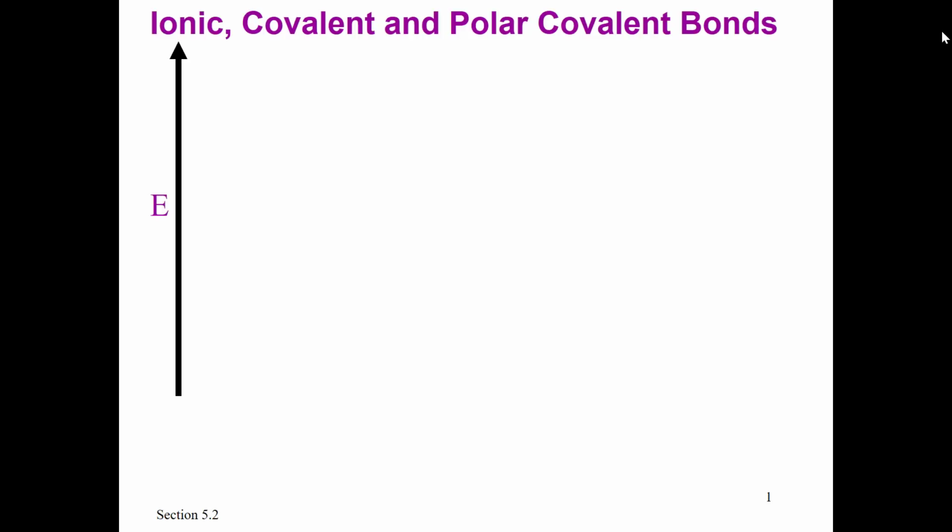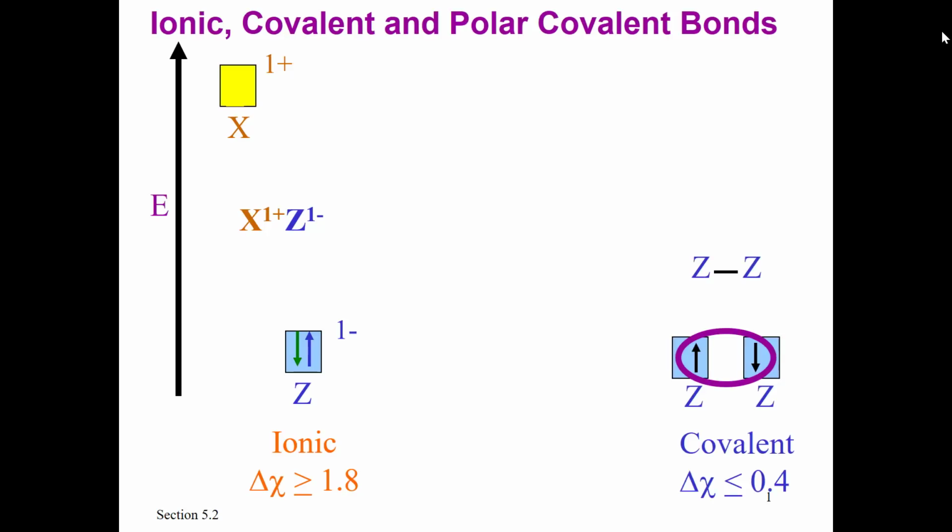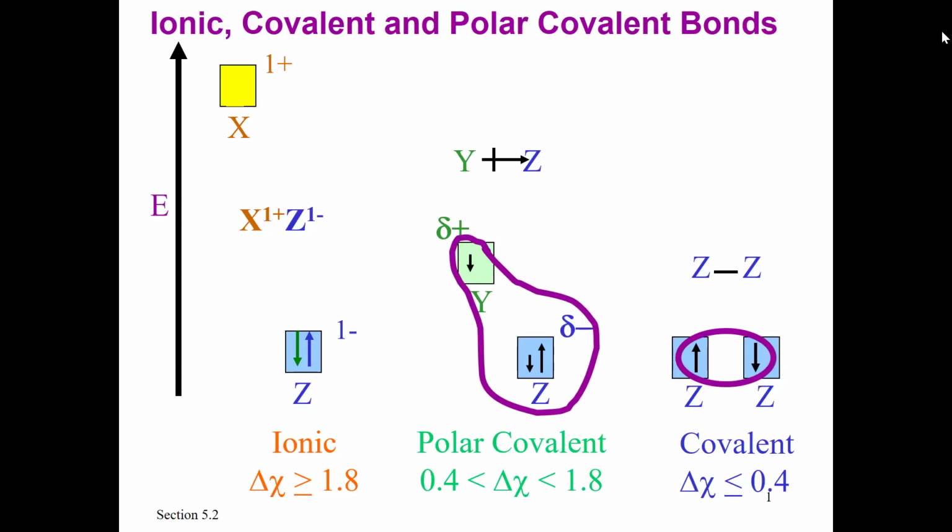Our last lecture covered the difference between ionic, covalent, and polar covalent bonds. As a reminder, ionic bonds are those in which the electronegativity difference between the items that are bonded is very high. Covalent bonds are when the electronegativity difference between the two elements is very low, and polar covalent bonds have an intermediate difference in electronegativity between 0.4 and 1.8.